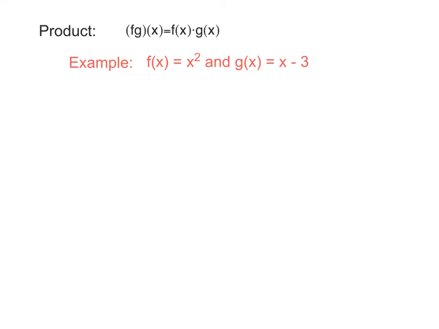In this case, f of x is equal to x squared and g of x is equal to x minus 3, and I want to find fg of x. You would multiply the f of x function, namely x squared, times the g of x function, namely x minus 3. Your result would simply be x to the third minus 3x squared.